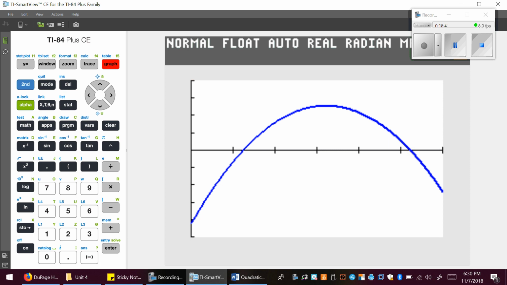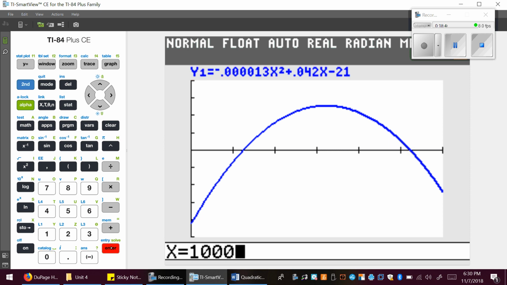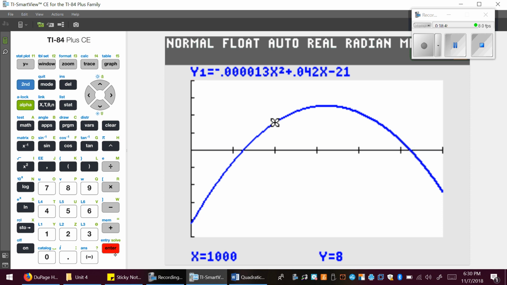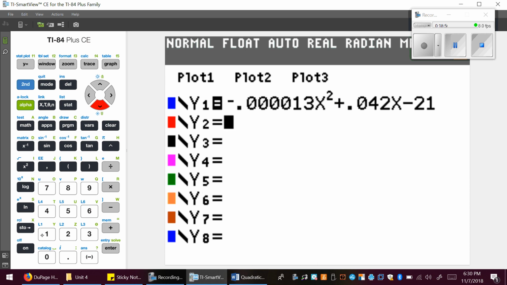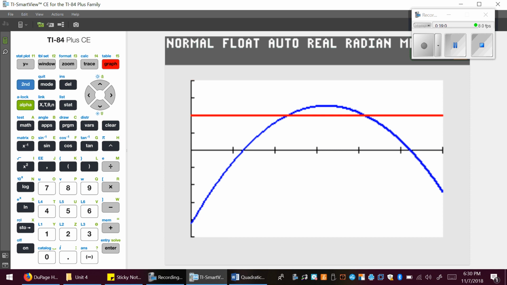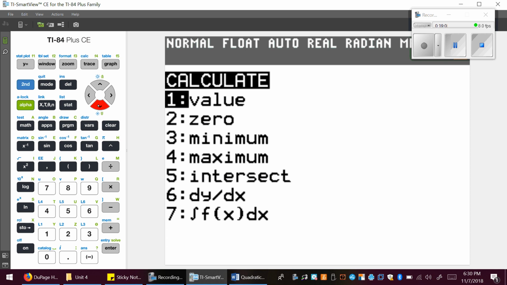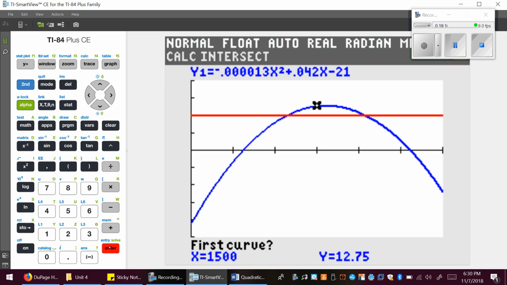So to check part A, I can hit trace, type in 1,000, should give me 8. For part B, I can go to my y equals, and we haven't done this yet. I have a y value of 10, so I'm going to type it into my y2, and if I go to the graph, it puts a horizontal line through there. Now we have a system, and I can go find number 5, the intersection point. So my cursor's on the blue curve, I hit enter. My cursor's on the red curve, I hit enter, and then I'll hit enter one more time.